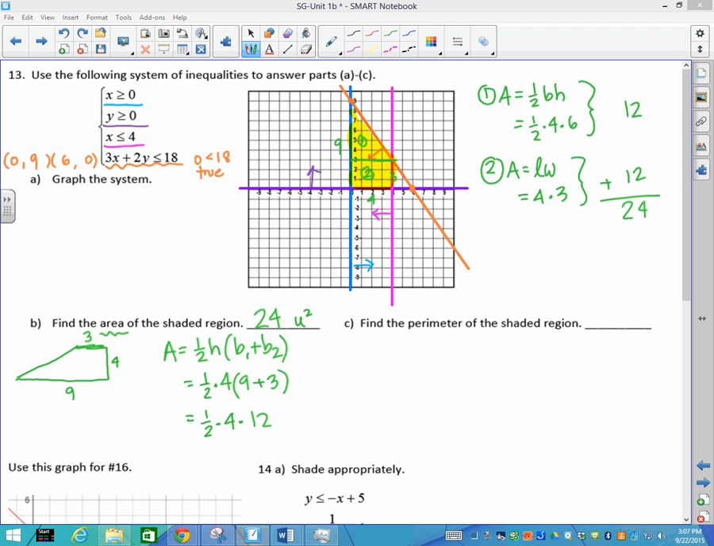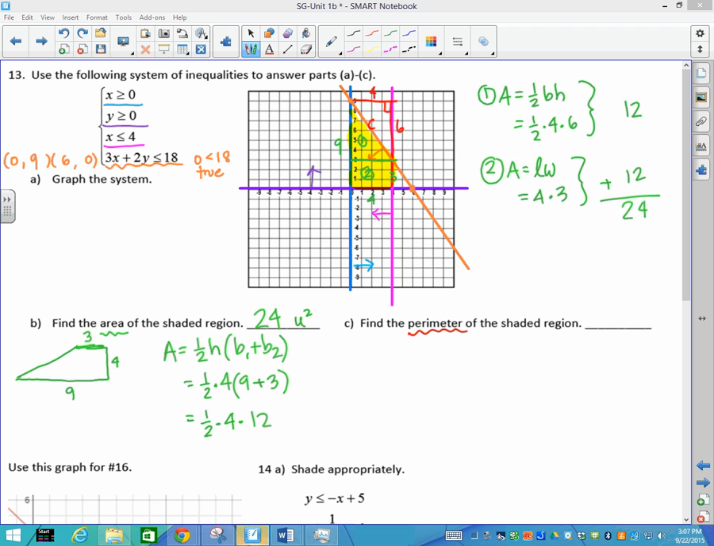Okay, find the perimeter. To find the perimeter of this, we have 3 and 4 and 9, but we have to find this piece right here. To find that piece, whether you look at it this way or that way doesn't really matter. Here's another triangle, and this side is 4 and this side is 6. So this side that we're missing is C.